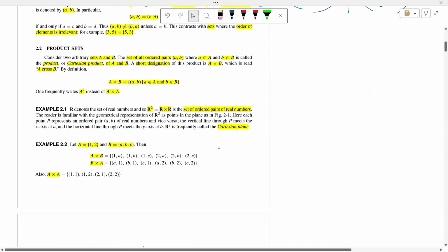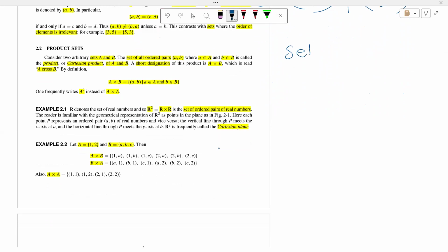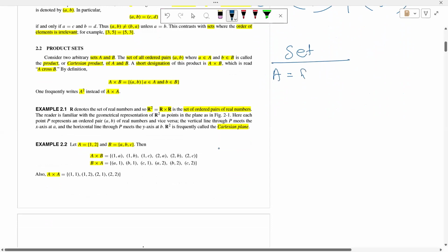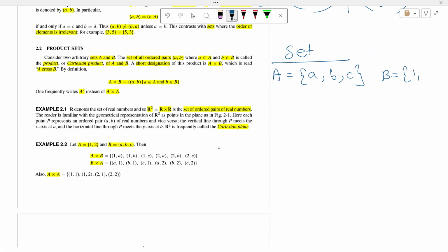Now we will look at product sets. We already learned the basics of sets. Just imagine A is a set with three elements, and B is another set with two elements, one and two. The number of elements in A is three, and the number of elements in B is two.